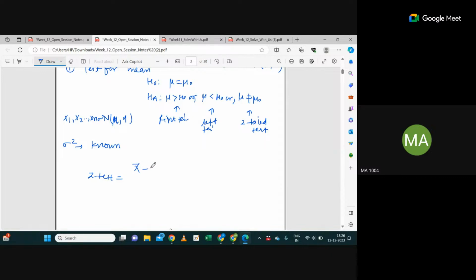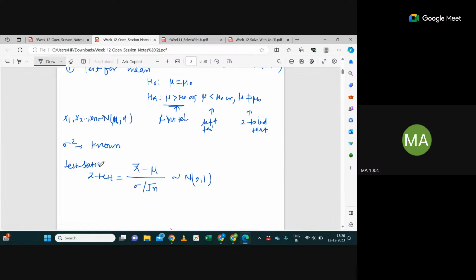We can define our test. The test statistic will be x bar minus mu divided by sigma by root n. It will follow normal 0 comma 1. And how will you decide your test? For the right tail test, it will be x bar greater than c, some critical value. So this is basically called the test statistic.